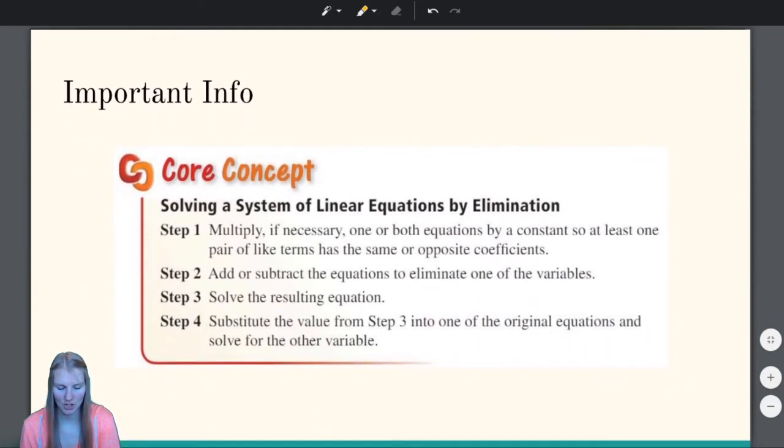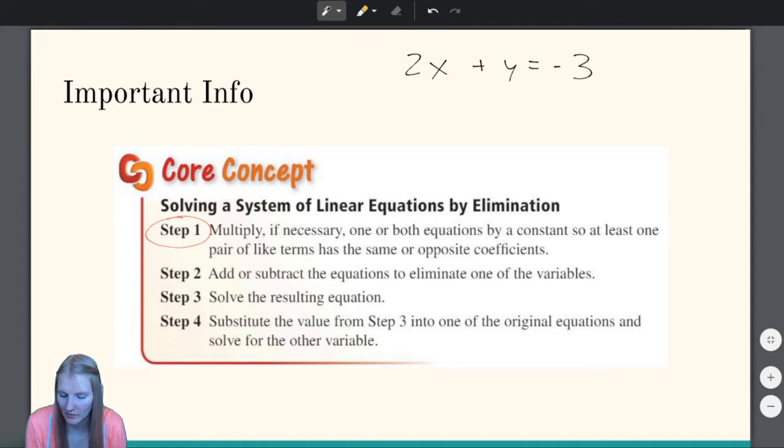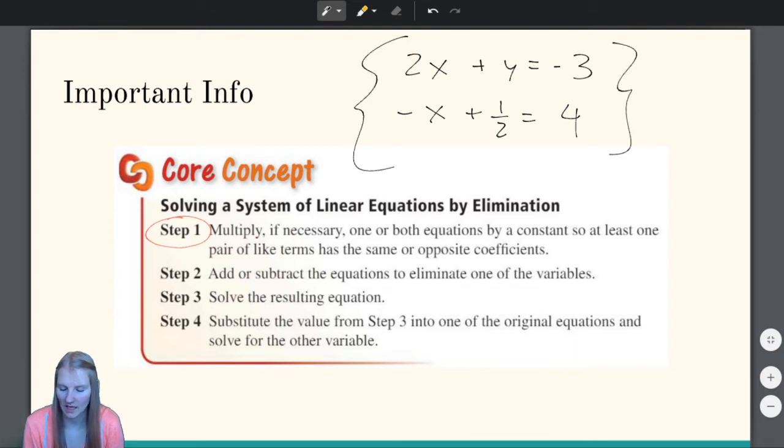Now, elimination. We saw steps on solving by graphing, steps on solving by substitution. Here are the steps of solving by elimination. Step 1, which you might have guessed, we're not going to deal with in this video. The next video will deal with step 1, kind of just like we did with substitution. Let me give you an example system of equations here so that we have something we're referencing. We have a system of equations, looks something like this.